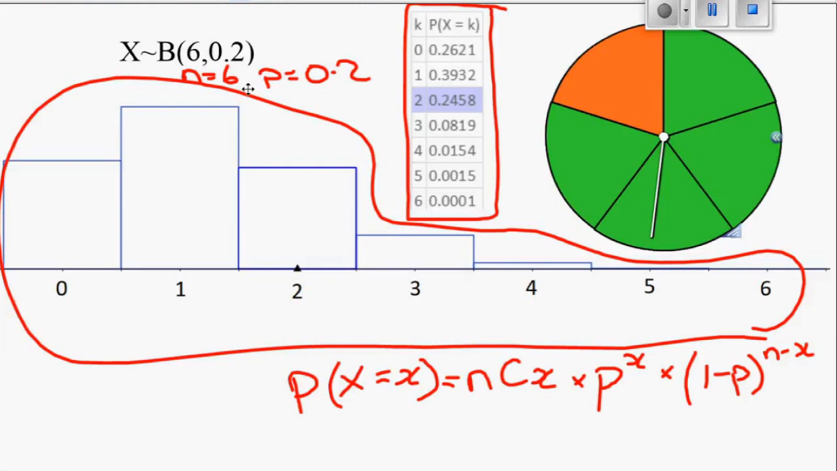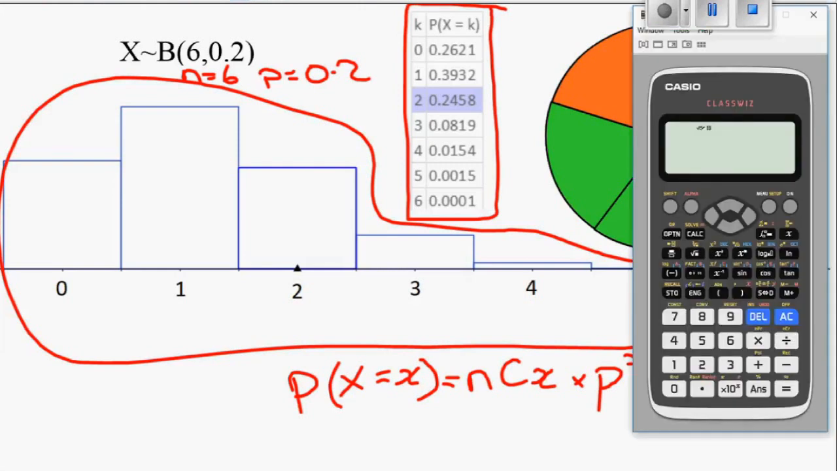But let's have a look at how we can get these values from our calculator. So here I've got a ClassWiz calculator. I'm using an emulator from Casio. Now we are looking for the probability of getting numbers.